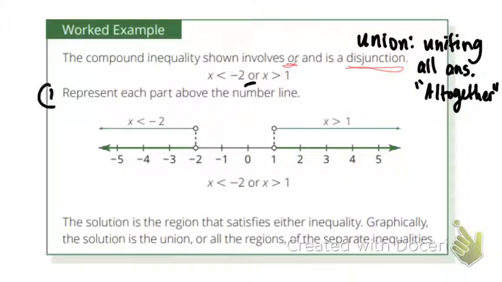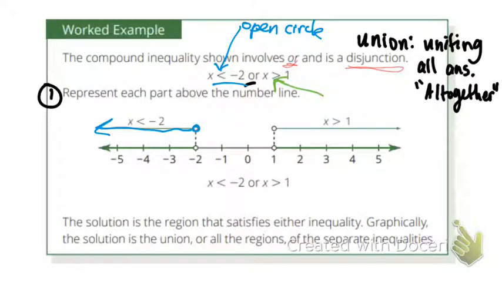So our first step is to represent each part above the number line. We're going to graph the first inequality, x is less than -2. So less than, remember, is going to be an open circle. So open circle at -2, and then less than is everything to the left. Now we're going to graph the other one. Open circle because it is just greater than, I apologize. So open circle, and everything greater than goes to the right.